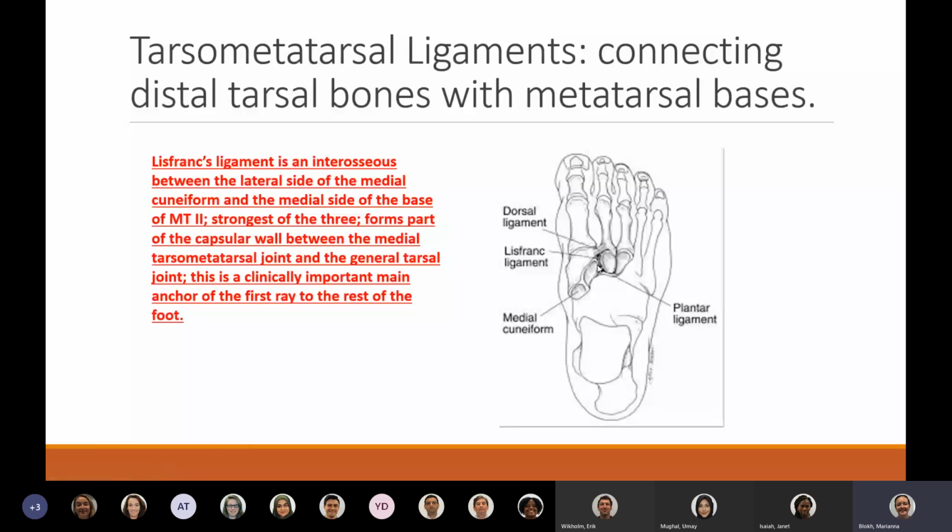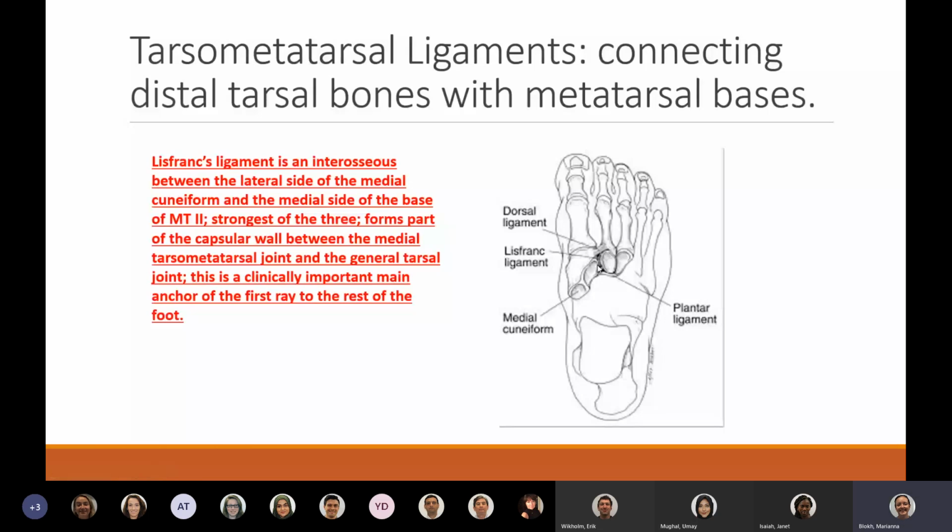They will ask, the following are true about the interosseous Lisfranc ligament, except: it's an interosseous ligament; it is attached to the lateral side of the medial cuneiform and the medial side of the base of the second metatarsal. They could also give you a false choice: it attaches from the medial side of the intermediate cuneiform to the base of the first, which is wrong. That's how the question was formed. So remember, interosseous, it comes off the lateral side of the medial cuneiform to the medial side of the base of the second metatarsal. That's it.